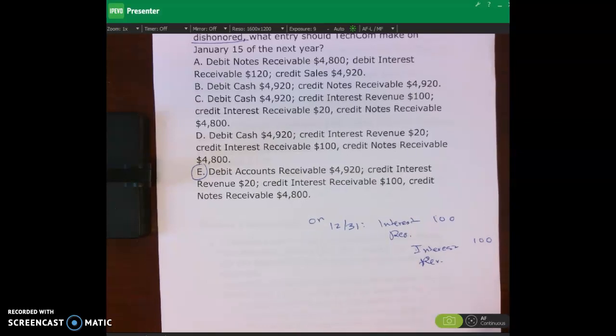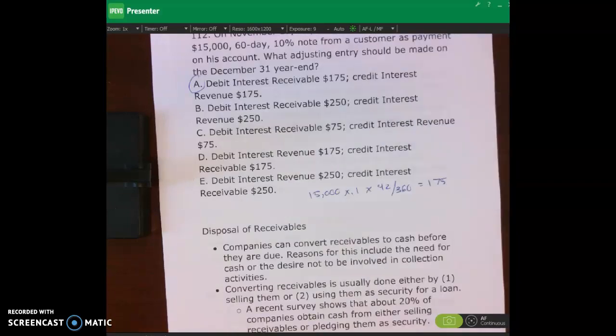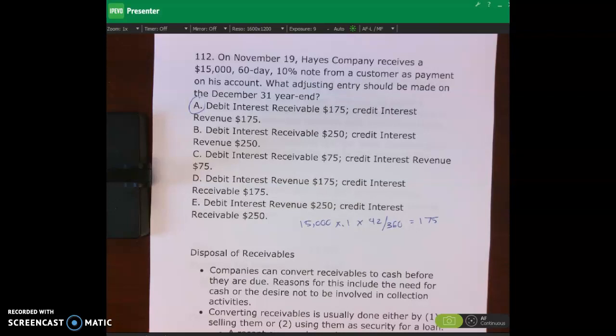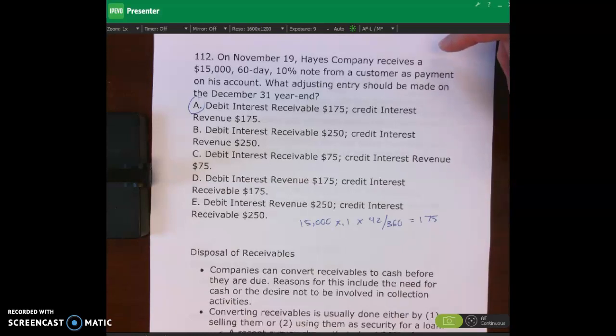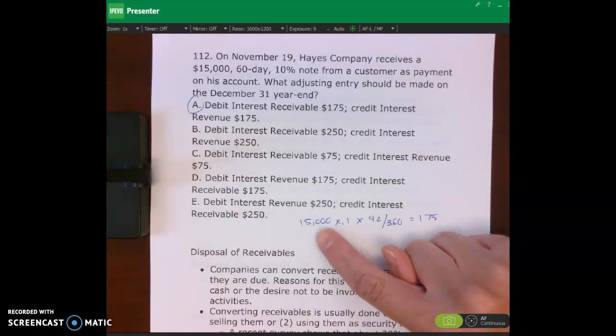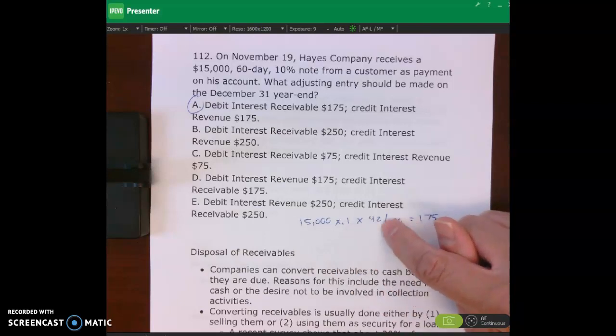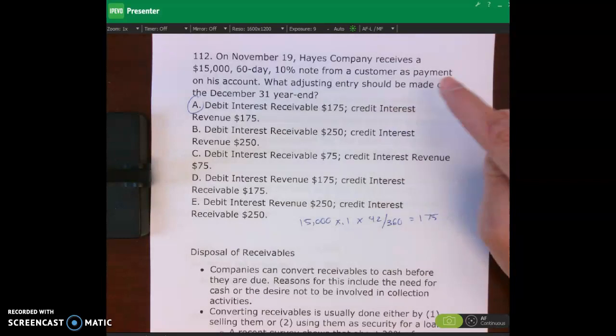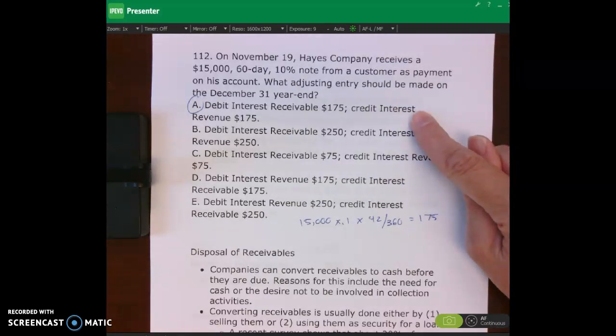All right, let's look at the last one. Number 112 here at the top of page 209. It says on November 19th, Hayes Company received a $15,000 60-day 10% note from a customer. What adjusting journal entries should be made on December 31st? So from November 19th through December 31st is 42 days. So I take my principal, 15,000, times my yearly interest rate, 0.1, times my fraction of the year: 15,000 times 0.1 times 42 divided by 360 gives me $175. A is the right answer. Debit interest receivable, credit interest revenue. A is the right answer.